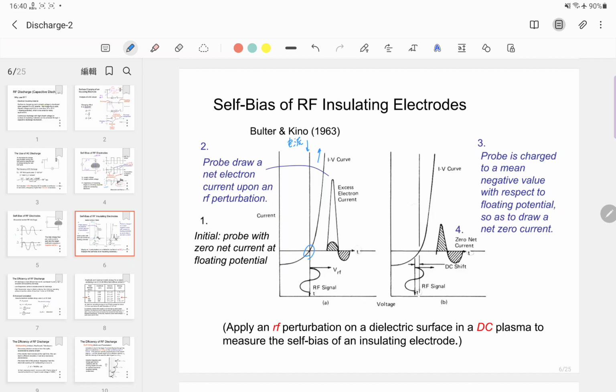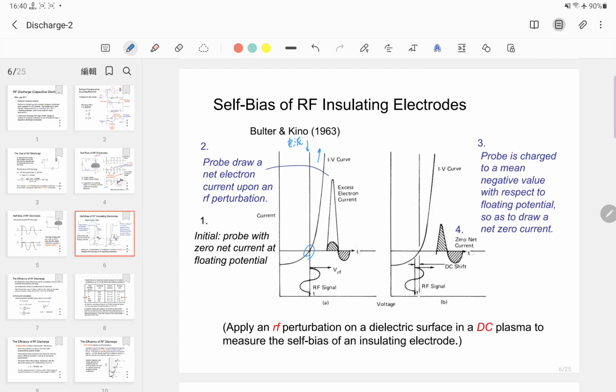Then you can use another power supply to pass an RF signal through the electrical probe. The lower figure here, the horizontal axis, is the applied voltage of the RF signal. So right here.